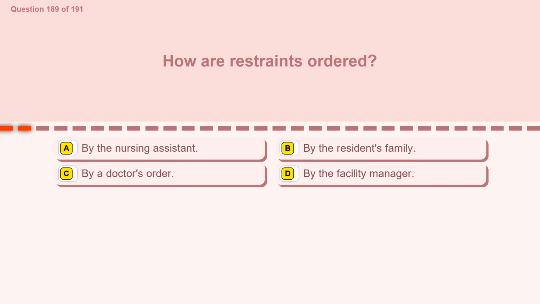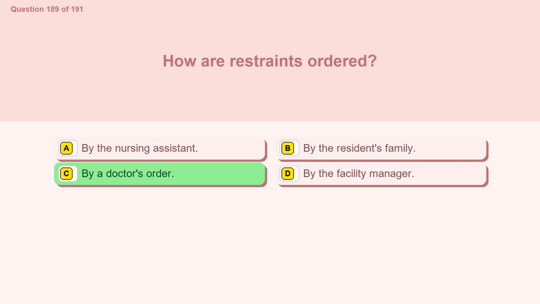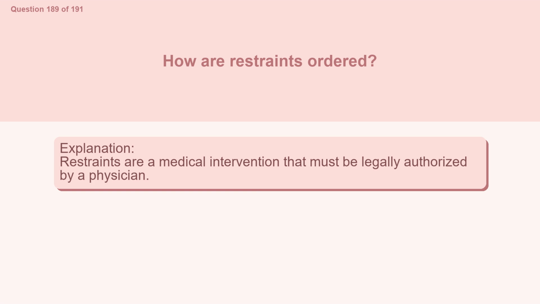Question 189. How are restraints ordered? Option A, by the nursing assistant. Option B, by the resident's family. Option C, by a doctor's order. Option D, by the facility manager. The correct answer is option C, by a doctor's order. Restraints are a medical intervention that must be legally authorized by a physician.